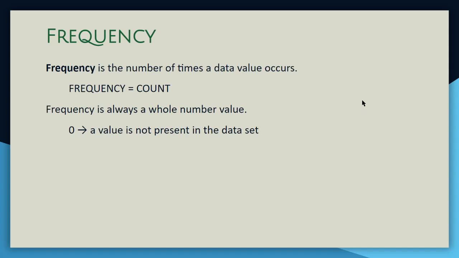0 tells us that that data value is not present in the data set. 1 tells us the value occurs exactly once in the data set. A frequency of 2 tells me that value occurs twice in a data set.